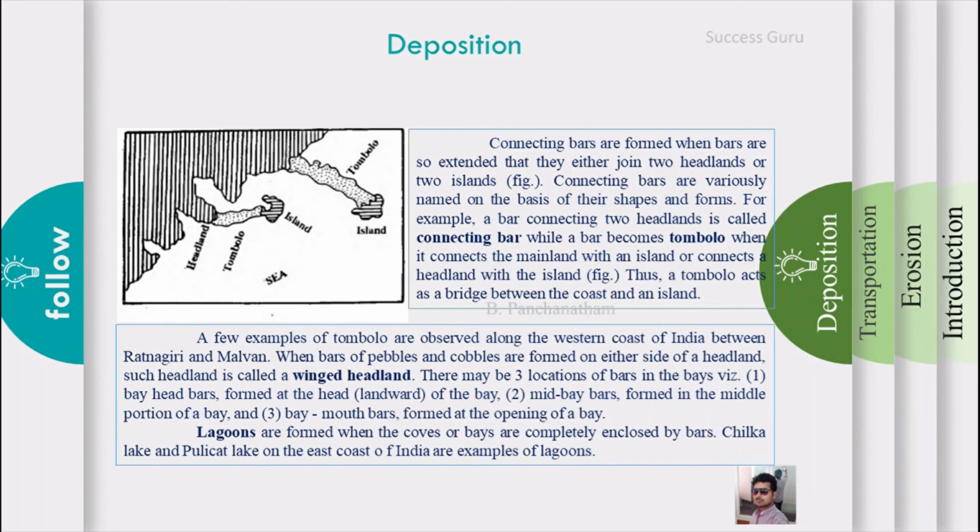So lagoons are formed when the coves or bays are completely enclosed by the bars. Chilika Lake and Pulicat Lake of the east coast of India are the best examples of lagoons.